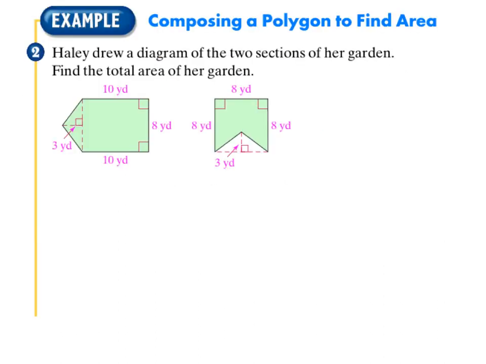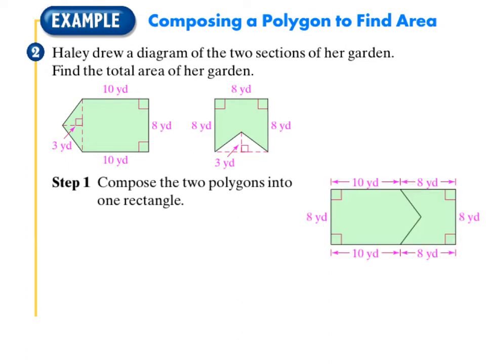Now let's look at an example of composing a polygon to find the area. Say Haley drew a diagram of the 2 sections of her garden. She wants to find the total area of her garden. First, we need to compose the 2 polygons into one rectangle. So once we put the shapes together, we can add the 2 amounts together.